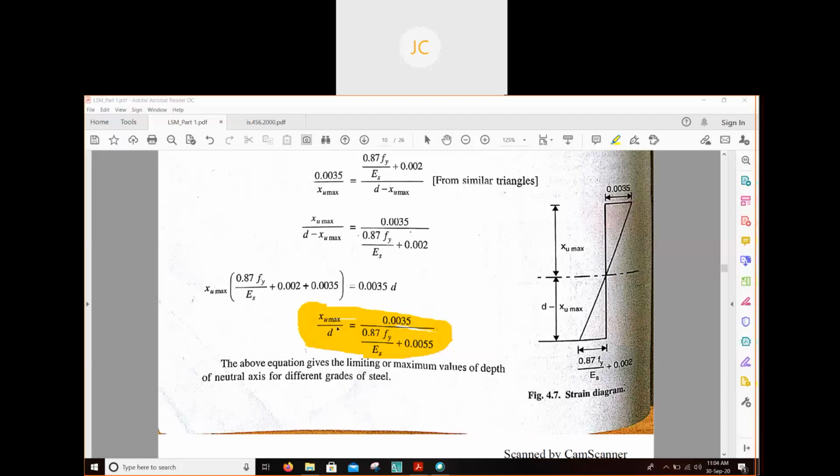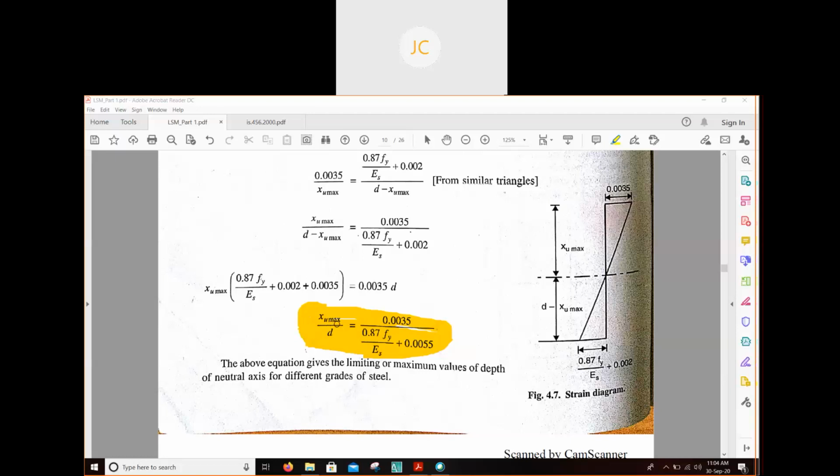Okay. So now you must know what is this XU max. XU max means maximum value. But why we need to find out maximum value and what is the use of it? What is the significance of this XU max? We must know that.